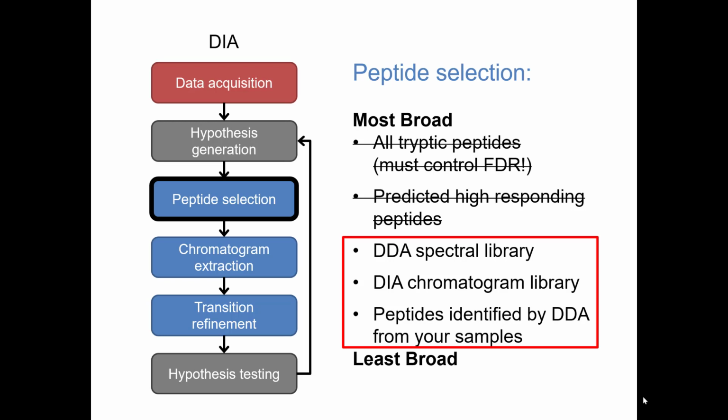So there are these 3 different strategies that I think we'll discuss in more detail. One of them is thinking about DDA spectral libraries that we'll talk about today. And tomorrow we'll talk a little bit about DIA chromatogram libraries, which is an approach to develop an entirely DIA-based workflow. And tomorrow morning, if I remember correctly, in the Skyline session, there's a session about how to analyze peptides identified by DDA directly.